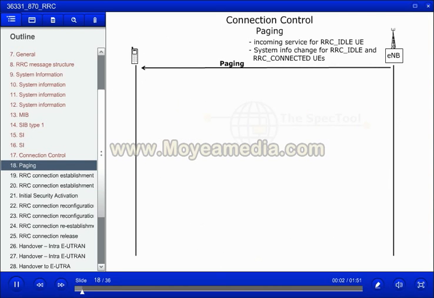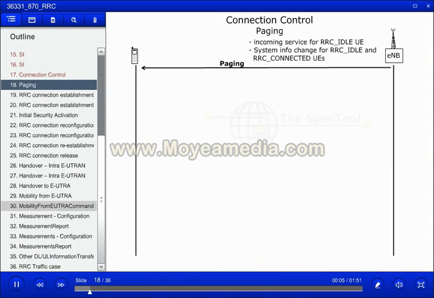Paging is used in order to inform RRC idle UEs about incoming services, and also to inform UEs in either RRC idle or RRC connected states about a change in system information. The paging message is not delivered on any defined signaling radio bearer. RLC transparent mode is used, and the logical channel is the paging control channel. The transport channel used is the paging channel, and the physical channel is the physical downlink shared channel.